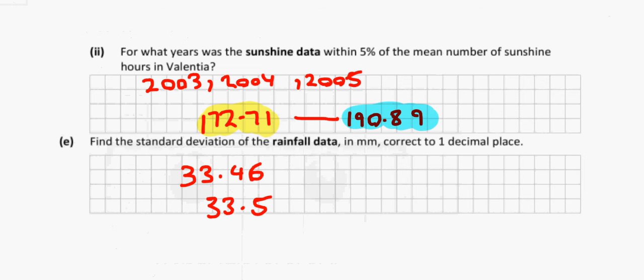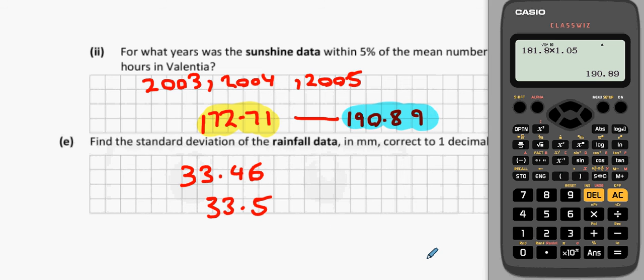See, that increases it by 5%. If I multiply by 1.5, I increase it by 50%. If I multiply by 1.09, I increase it by 9%. It wants me to increase it by 5%. Within 5% means 5% above or 5% below.